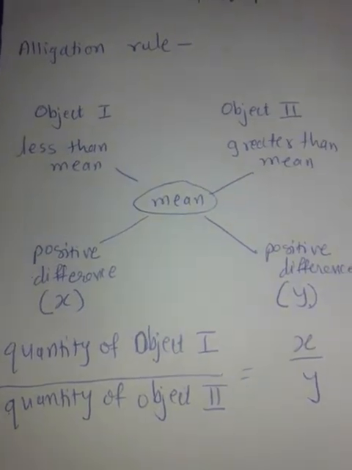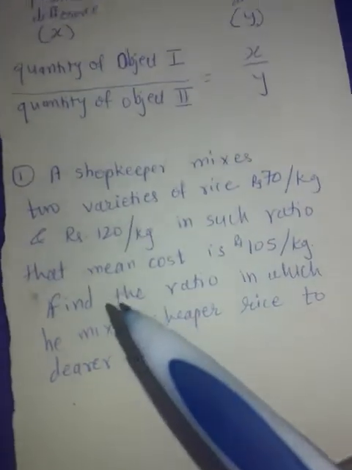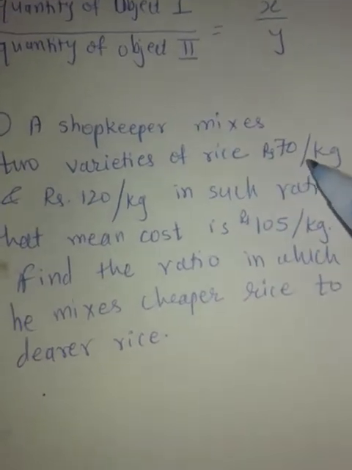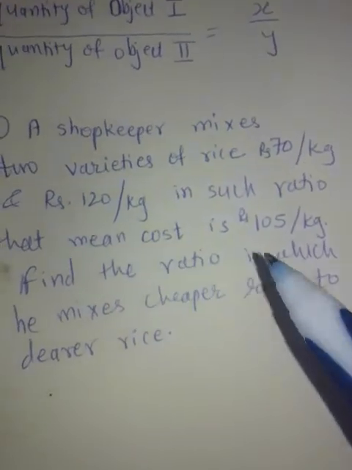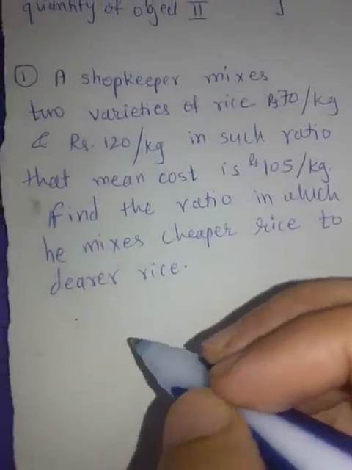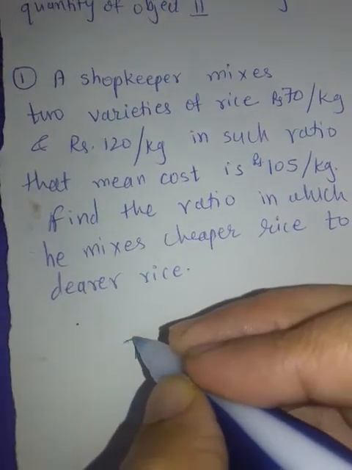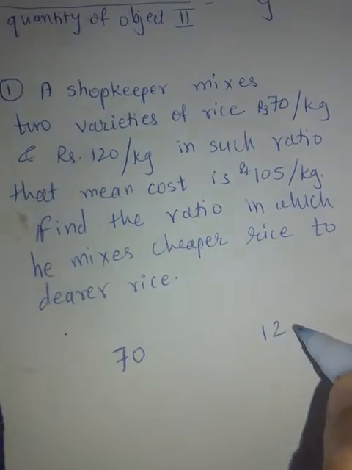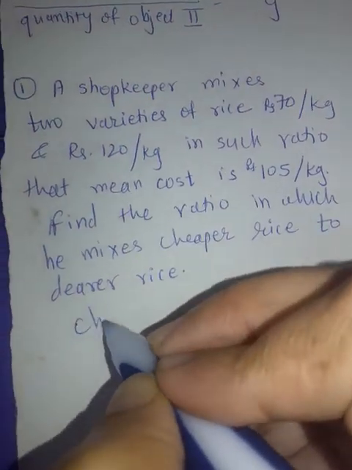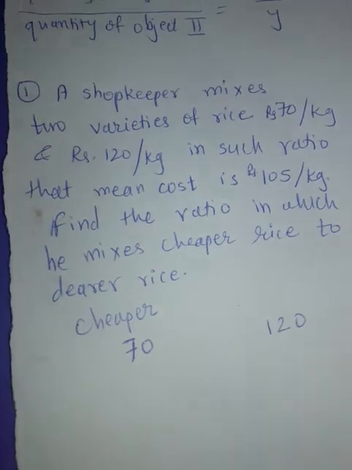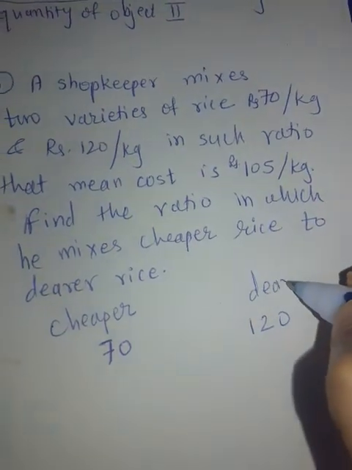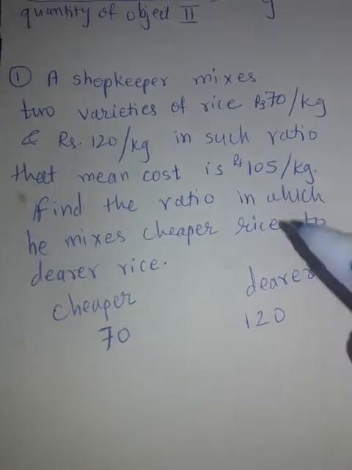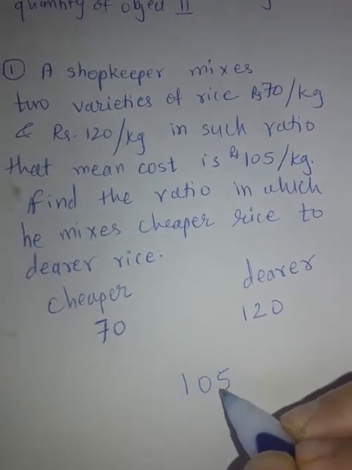So now let's solve the example. Let's apply this formula for this problem. There are two varieties, right? 70 and 120 and the mean is 105. So I'm going to write here 70 and here 120. This is cheaper and this is dearer. And what is the mean? 105. So that I am going to write here. This is mean.